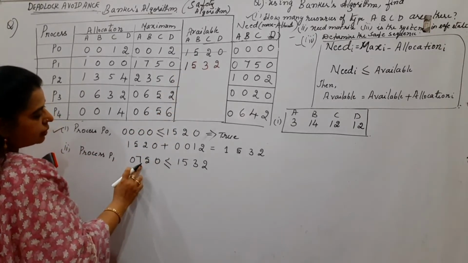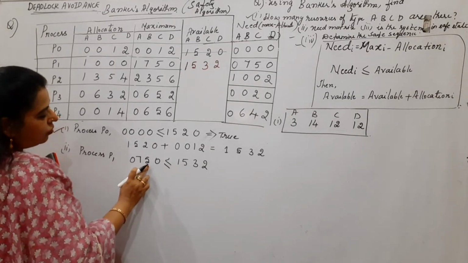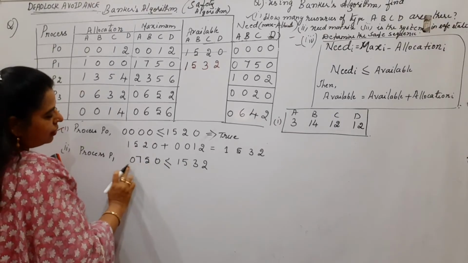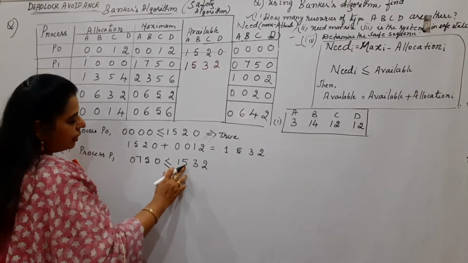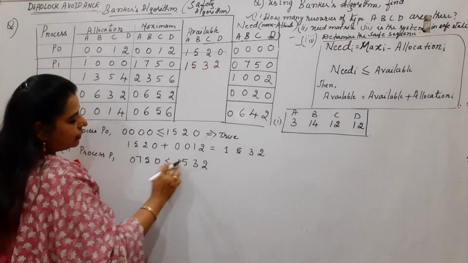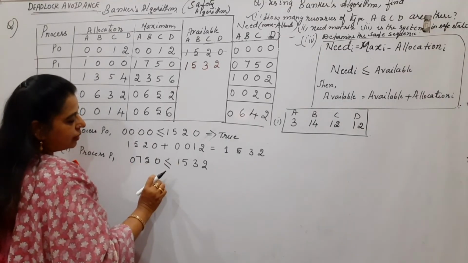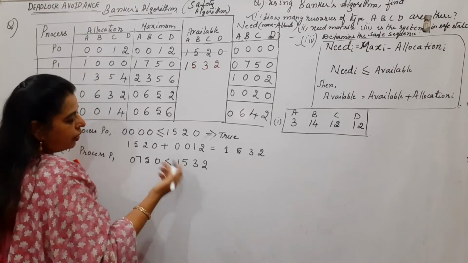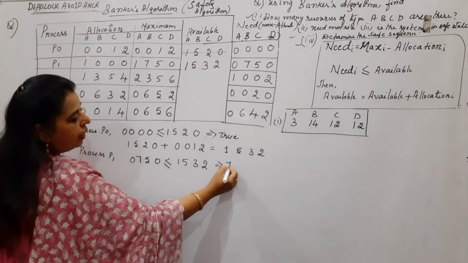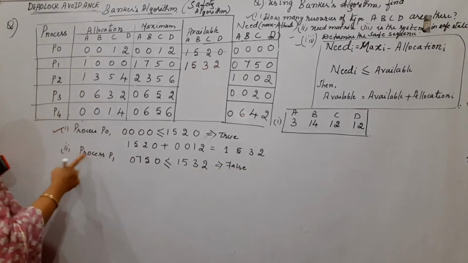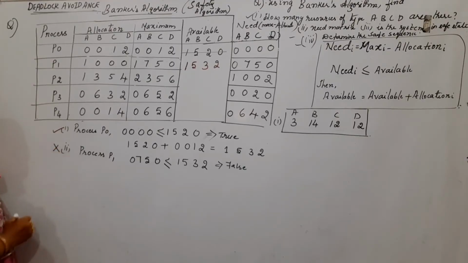In this case we check for P1. 0 is less than 1, true, but next number, 7 is not less than 5. 5 is also not less than 3, 0 is less than 2. So even if one resource is not satisfying, not less than or equal to the available, then you cannot make P1 complete its job. So we say it is false here, and if it is false, then P1 is not able to complete, it is in the waiting state. P1 has not completed, so I'll put a cross here.